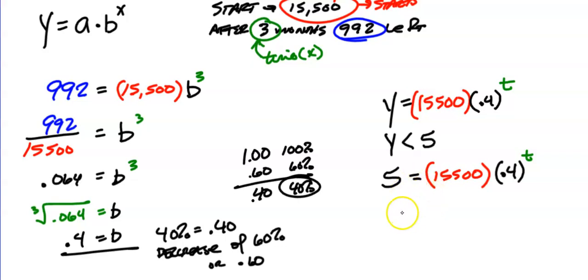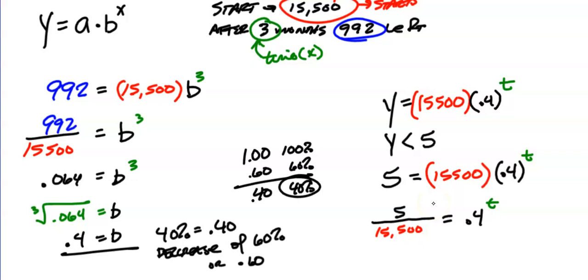So we take that 5 and divide it by the 15,500. That's going to equal 0.4 to some exponent. To further problem solve this, we know that after 3 months, it goes to 992. So let's just try 4 months. Let's see if we can start getting these values.